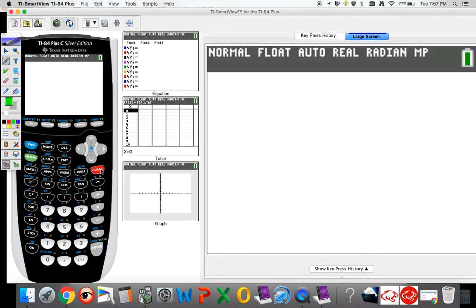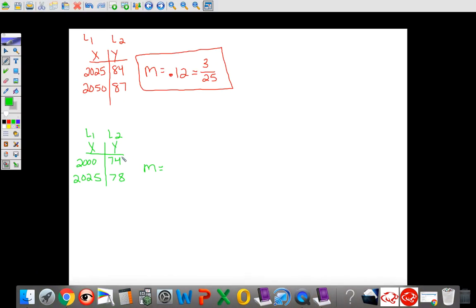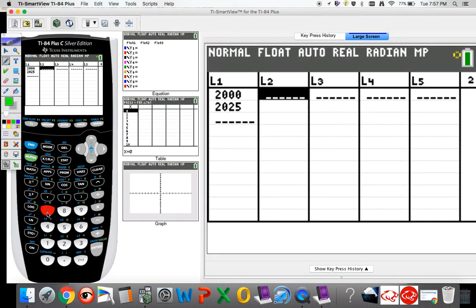Okay, clear that out. So you go stat, edit. L1 was 2000 and 2025. And my L2s, so those are my Y values, we have 74 and 78.